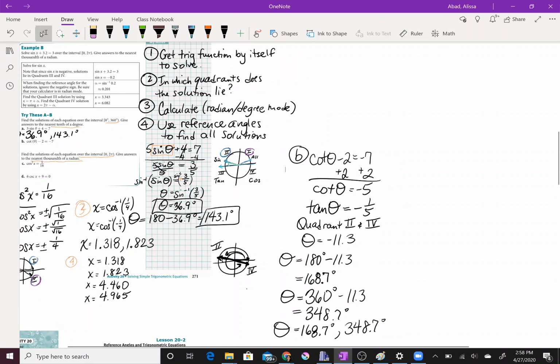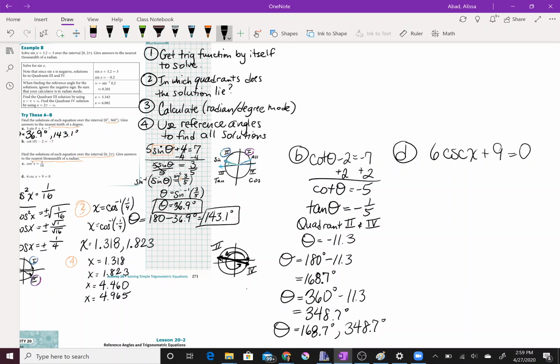Part D is asking to find the solution for 6 cosecant x plus 9 equals 0. Okay. So I'm hoping that by now you could do the rest of these steps on your own and then just use my work as a way of checking if you're on the right track. So I'll just go ahead and move forward.